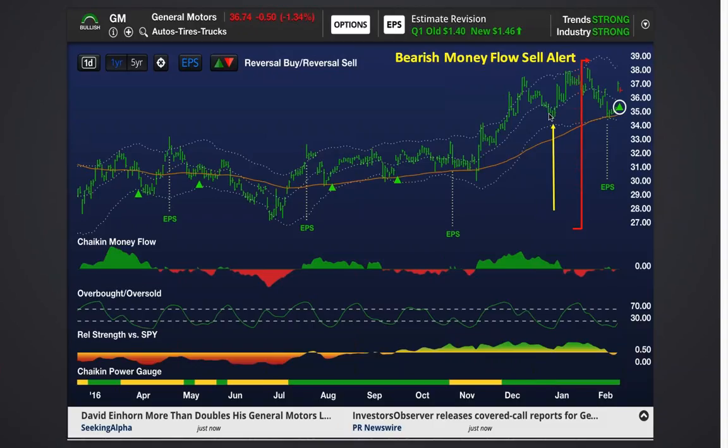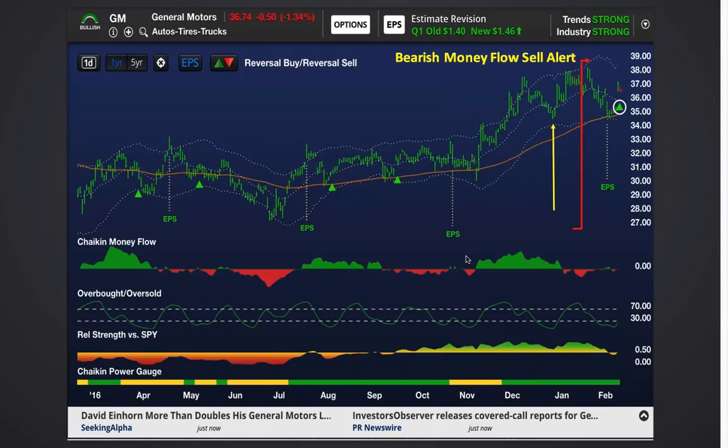Now, something interesting happened on that rally, and I'm giving you an advanced preview of a secret that 95% of traders never see. It's a signal they never see. We've been teaching this to institutional investors for over 30 years. We call it a bearish money flow sell alert.